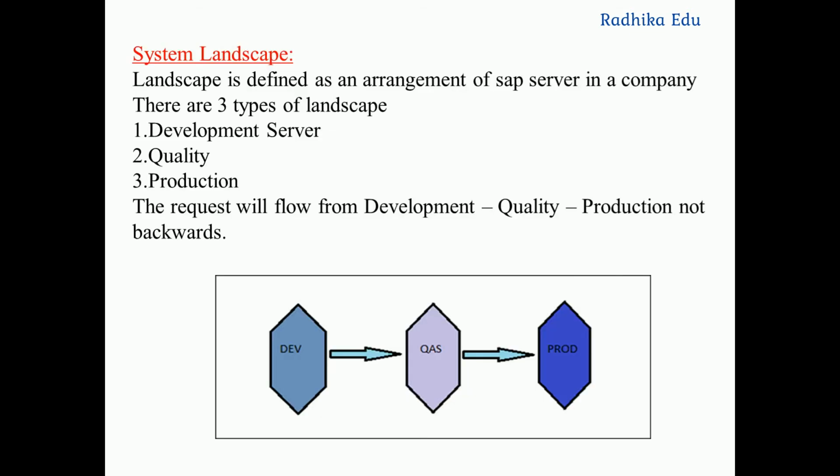Now let us discuss system landscape. Landscape is defined as an arrangement of SAP servers in a company. There are three types of landscape: development server, quality and production. The request will flow from development to quality to production and not backwards. The below diagram shows development, quality and production.